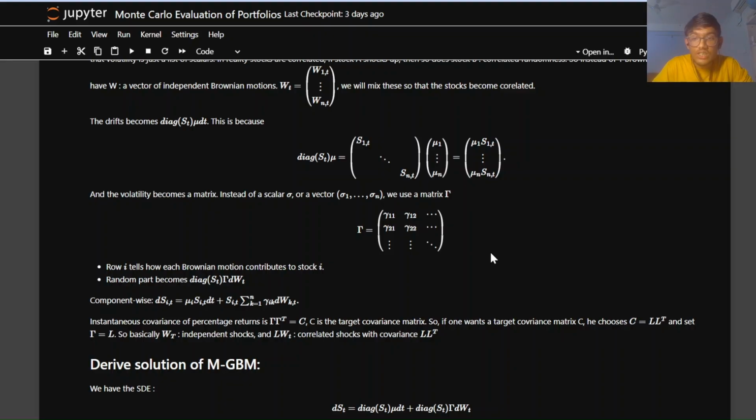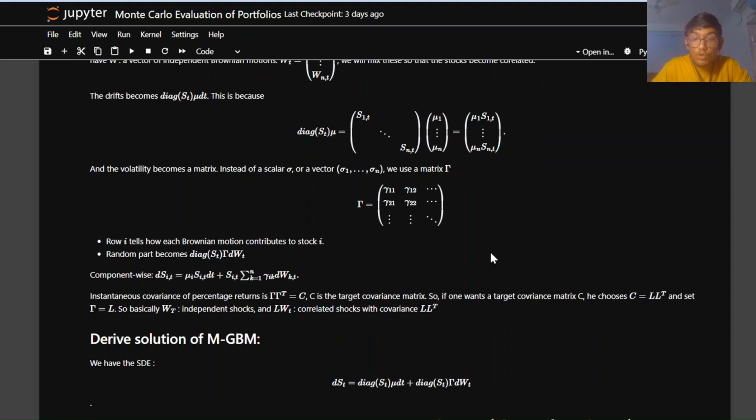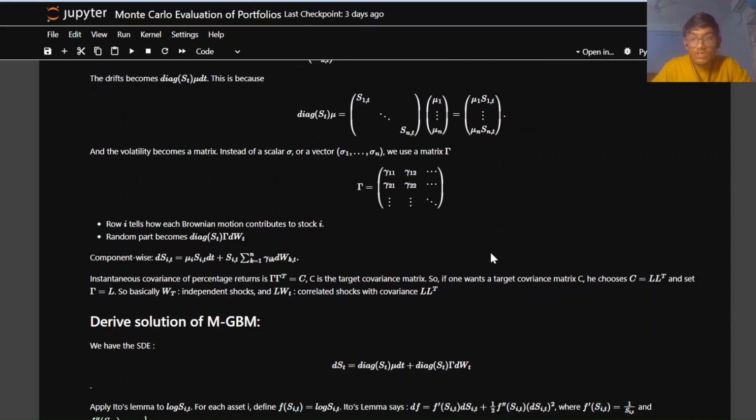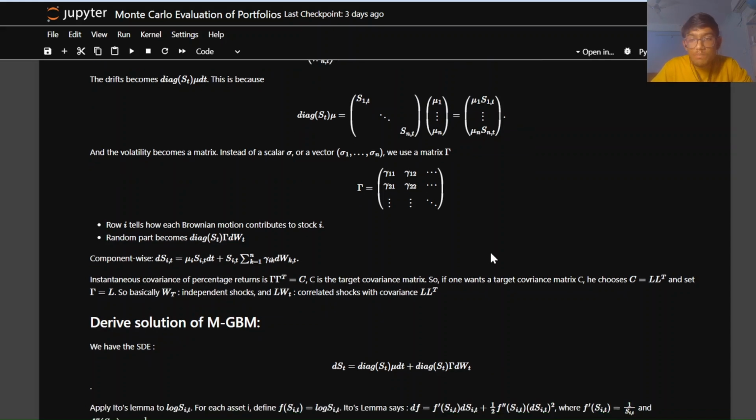So essentially, this random part becomes the diagonal of St, a diagonal matrix, times gamma times dWt. And so if one wants to write it component-wise, seeing it for every asset, then the expression is simply mu_i S_i,t dt plus S_i,t, the summation from k equals 1 till n of gamma_ik dW_k,t. Now this summation is pretty obvious, right? This summation comes from the matrix multiplication of gamma and dWt.